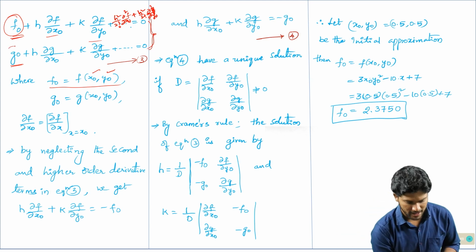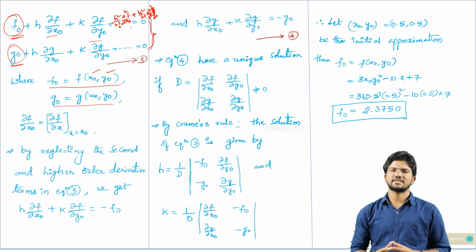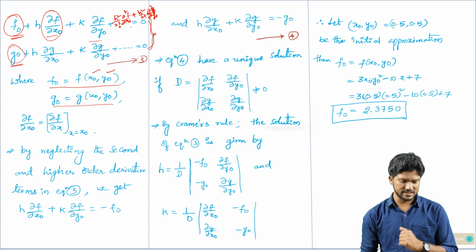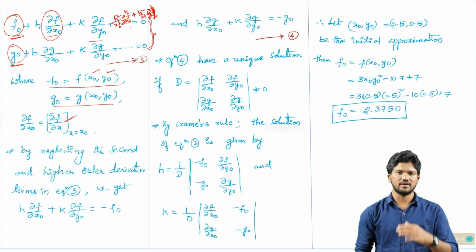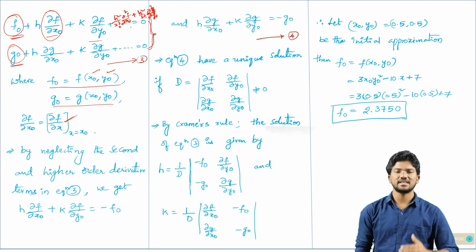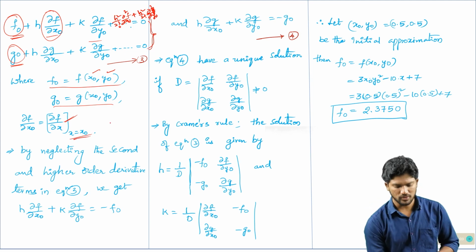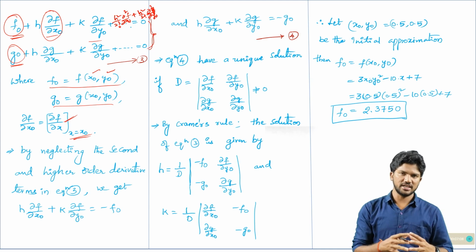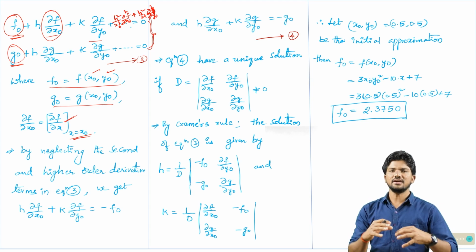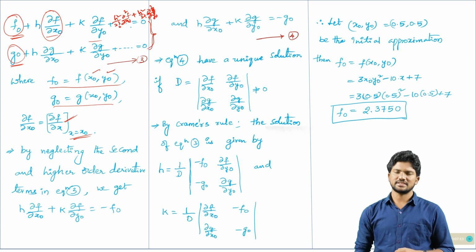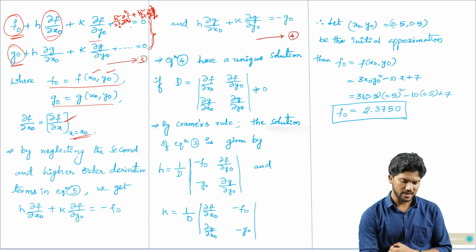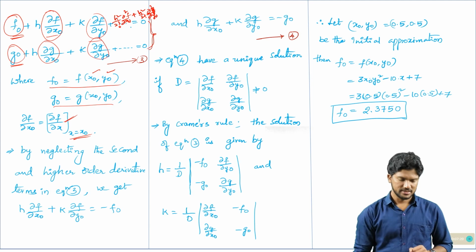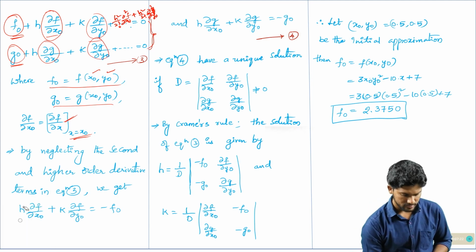So therefore, similarly g naught is nothing but g of x naught comma y naught, and dou f by dou x naught means the partial derivative of the given function f with respect to x at the initial approximation x is equal to x naught. So therefore, directly we can write those values. Similarly, this value and this value also you can say. So now you can see here.